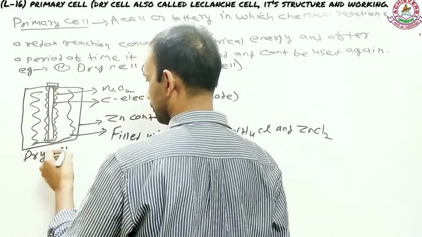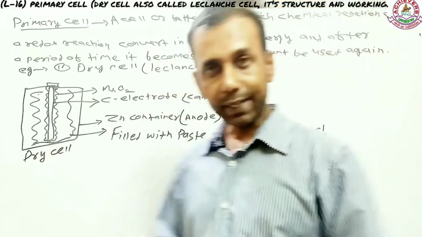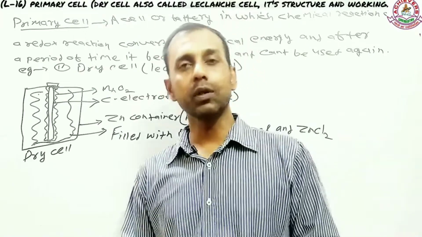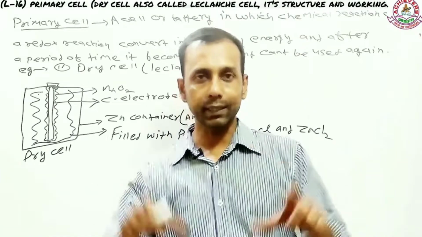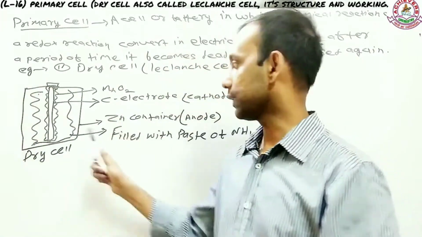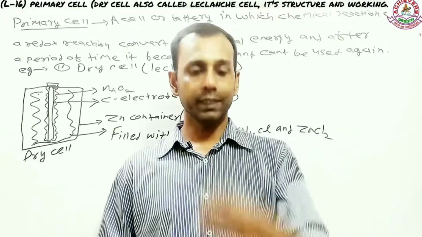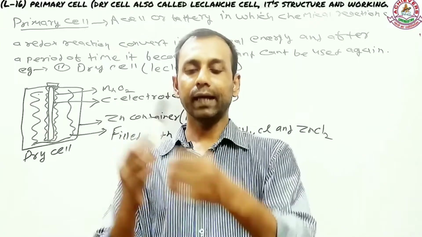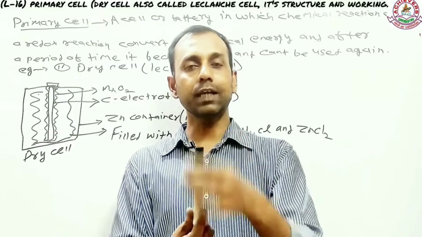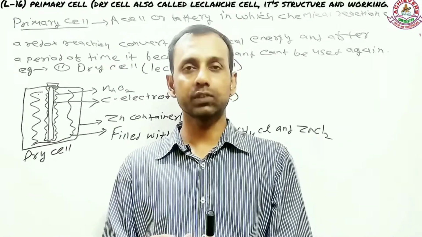Let me repeat, and then I'll come to the working of this battery. A dry cell, which is the kind of battery we are most familiar with, is also called a Leclanche cell. A Leclanche cell has a zinc container, and that container acts as an anode. Suppose this is a zinc container, and inside the container you have a carbon electrode like that. But this carbon electrode is also covered with manganese oxide, sorry for that.